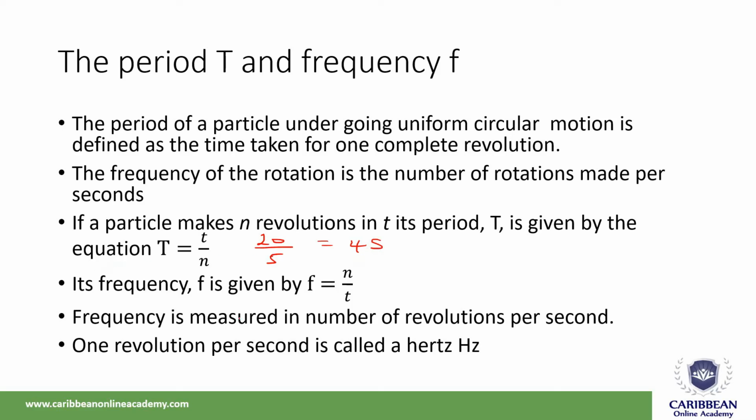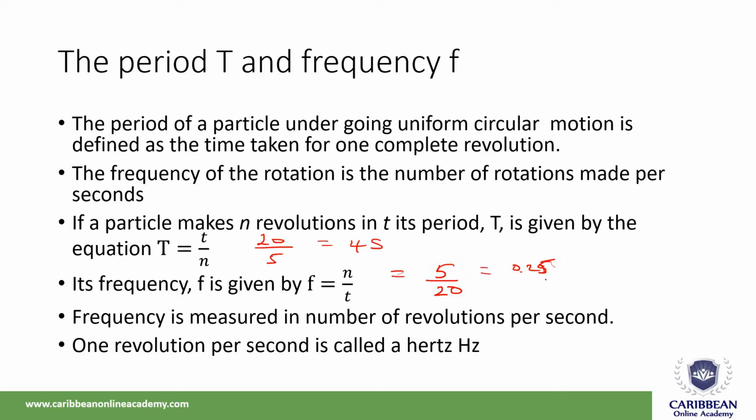Now, as it relates to frequency, frequency has to do with the number of rotations per unit time. So in this case, what if I wanted to find the frequency? I would essentially divide the number of revolutions by the time, and this will tell me how many revolutions are happening per second, right? In the example I just gave, n is 5 and the time taken is 20, so by dividing these two, the frequency would be 0.25.